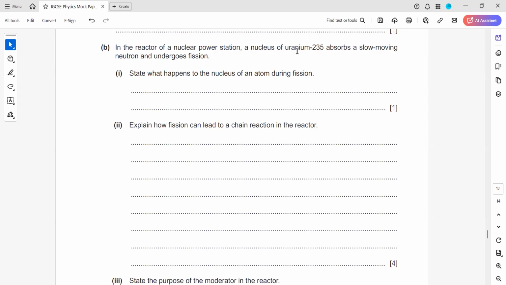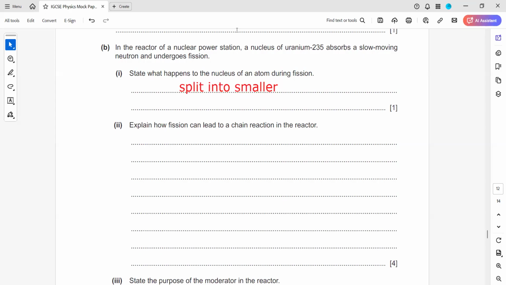In a nuclear power station reactor, uranium 235 absorbs a slow moving neutron and undergoes fission. State what happens to the nucleus of an atom during fission. In fission, the heavy nucleus splits into lighter nuclei. This is what happens in nuclear fission. Heavy nucleus breaks down.